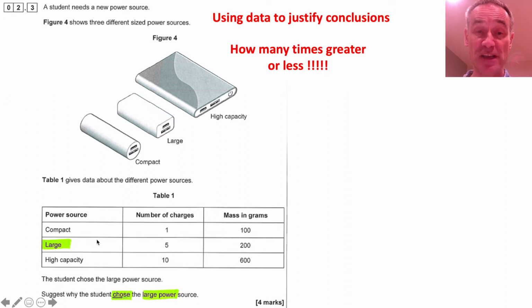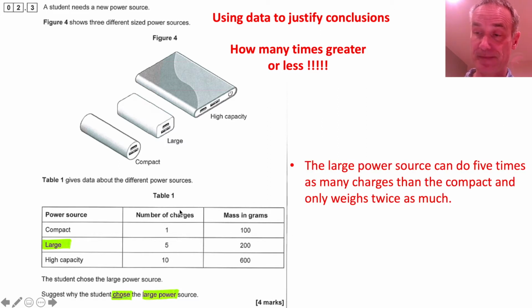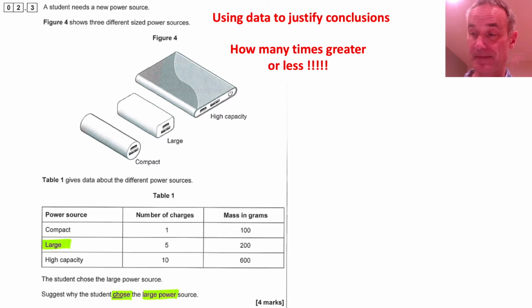So we have to use the data. So we've got to compare the compact to the large and the large to the high capacity to explain why they use the large. So let's first of all look at the number of charges. Now remember, don't say it charges up by 4 more. The large charger charges 5 times more, but the high capacity charges twice as many times as the large.